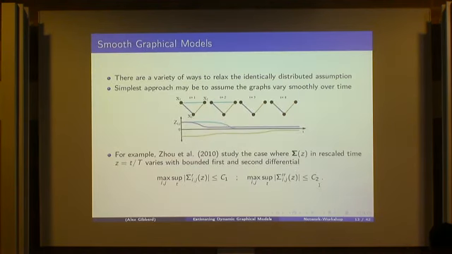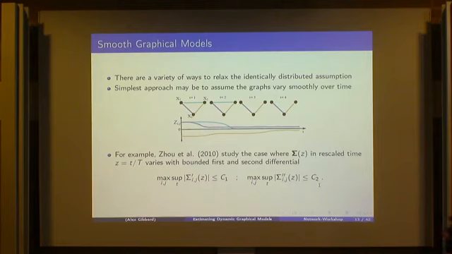Now, typically there are two different regimes people have considered. One is smoothly varying graphical models, and the other, the one I was saying, where you have jumps or change point structure. There may be a variety of ways to relax that identically distributed assumption, but one simplest way to do that is to say that the graph structure is varying smoothly over time.